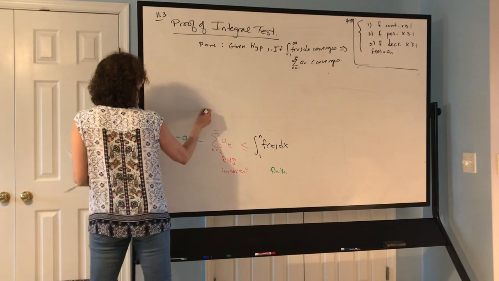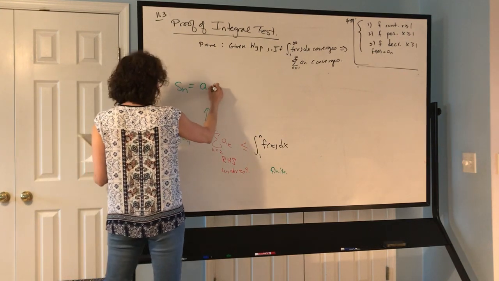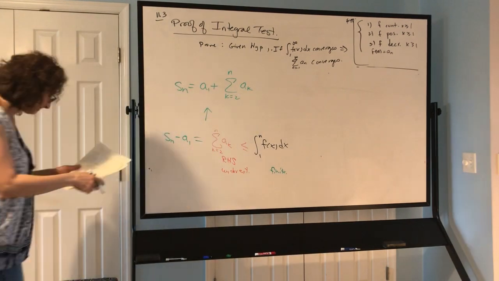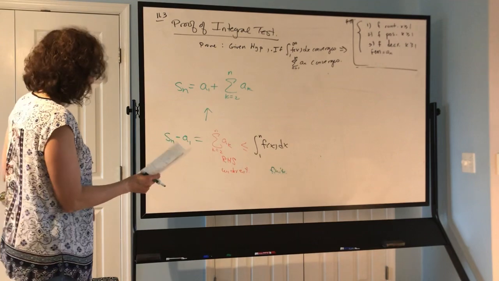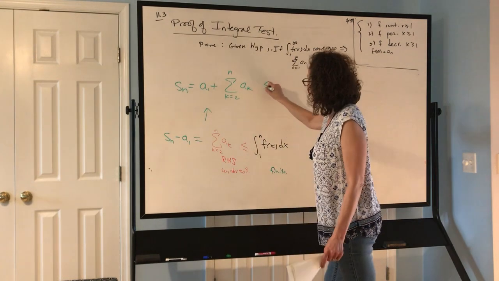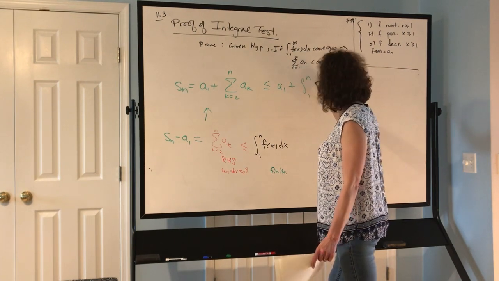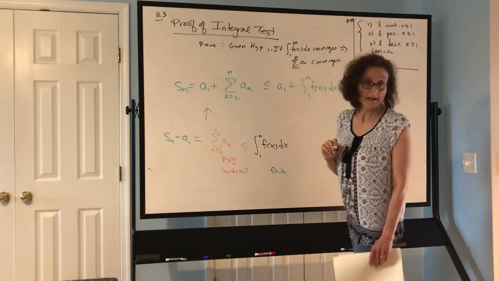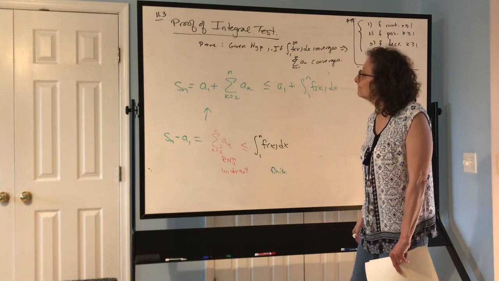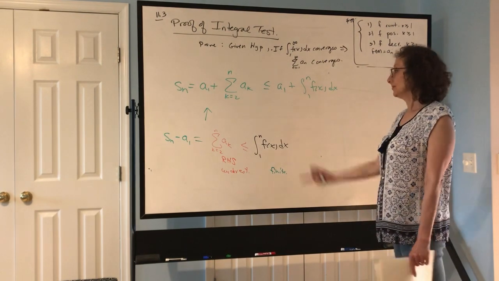This part of the inequality, so if I just add a1 to this side, Sn is a1 plus the sum k equals 2 to n of a sub k, right? But that's less than or equal to, if I add a1 to each piece, a1 plus the integral from 1 to n of f of x dx. Yes? Okay? Just adding a1 across. This is just the sum k equals 1 to n of a sub k, which is the definition of Sn.